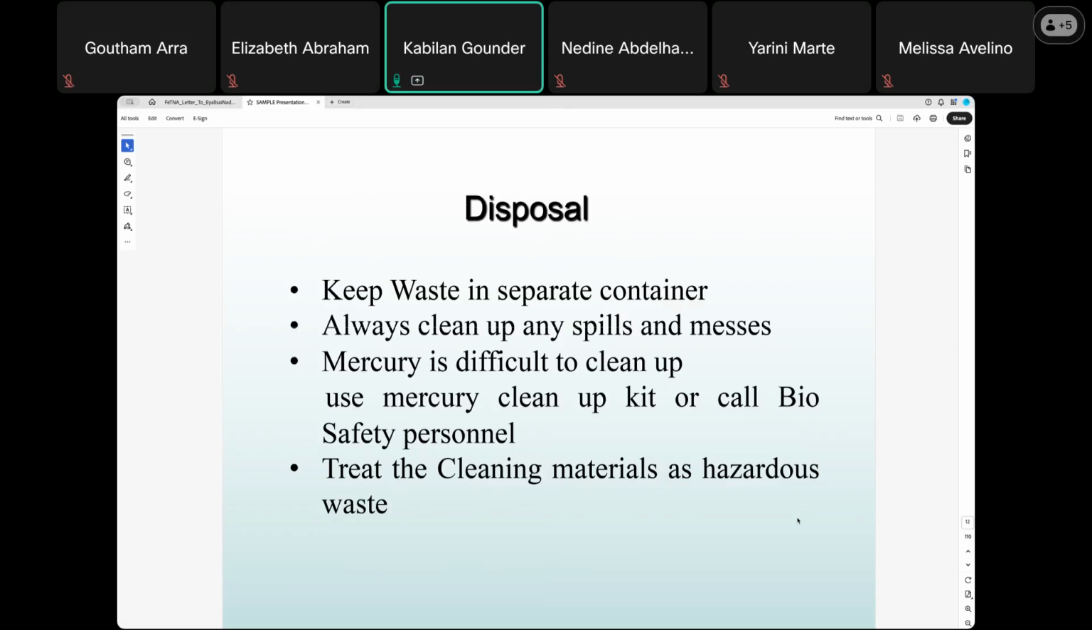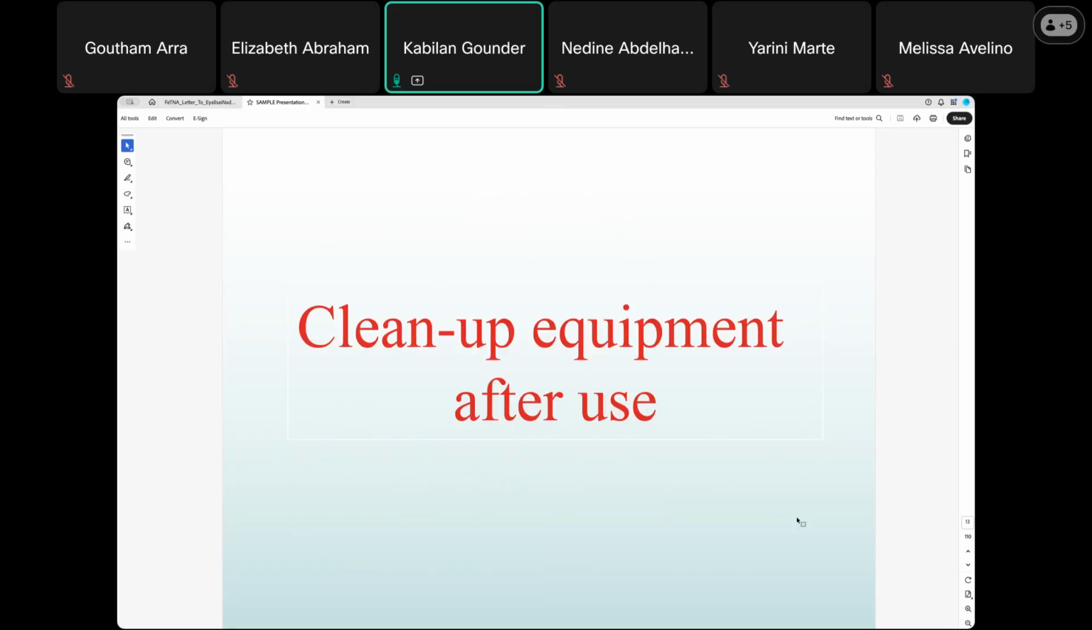Nowadays, most of the laboratories have stopped using mercury, but some old machines or some experiments still require it. So if there is any spill, you have to call biosafety personnel. They will have a special kit and come and clean up. Always treat the cleaning material as hazardous waste. Any instrument, not only microscopy, any instrument, you have to clean up the equipment after you use it.